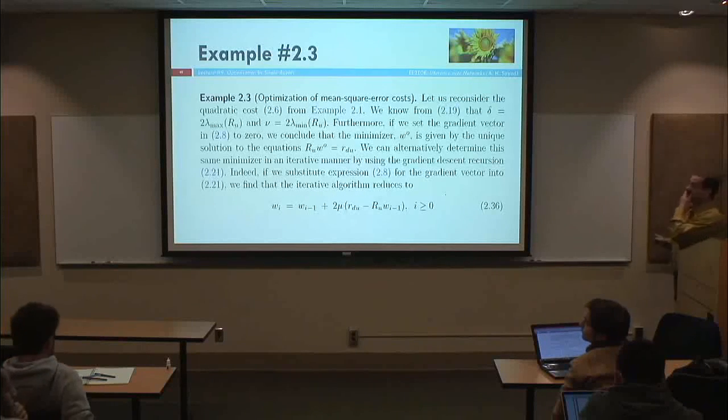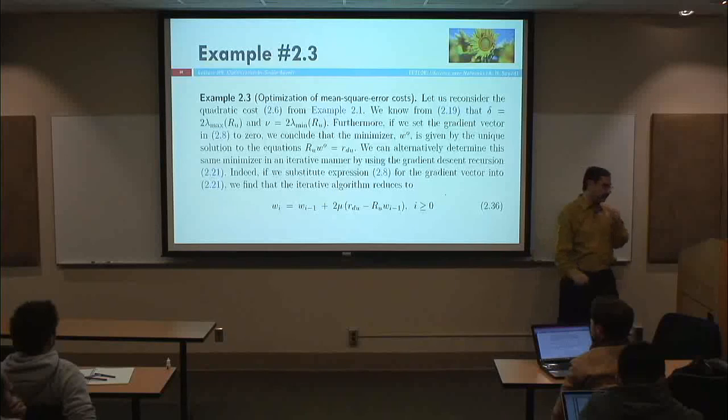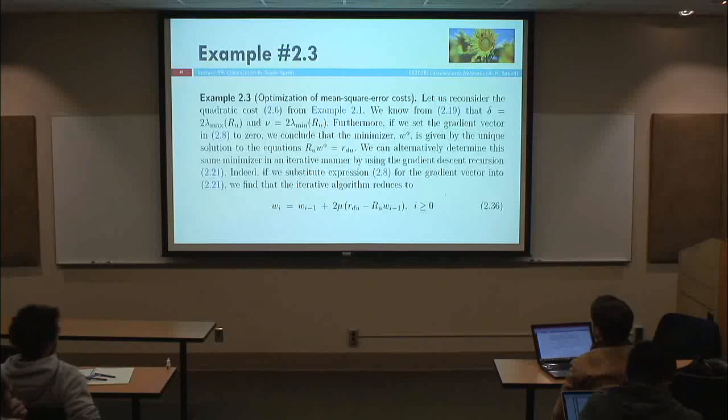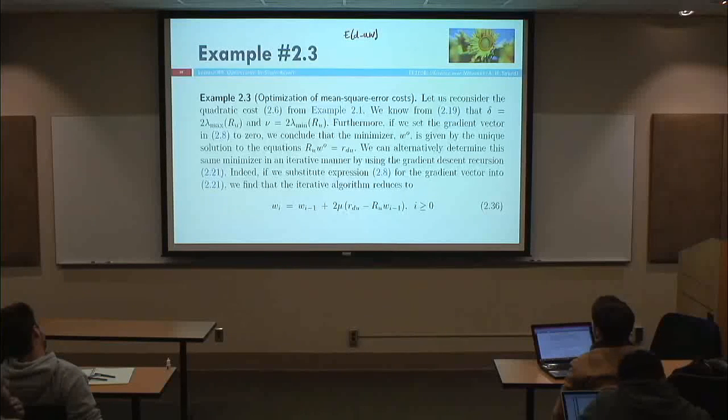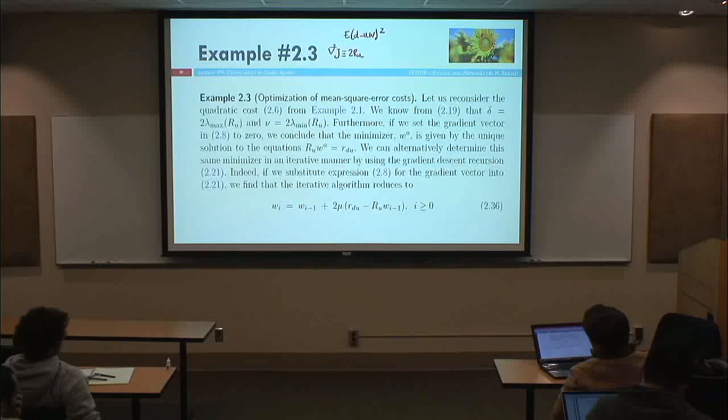Okay, so this is the example. Let's come back to the mean square error example. So what's the Hessian in this case? 2R_u, right? So what is the smallest bound? 2 lambda min. The largest bound?